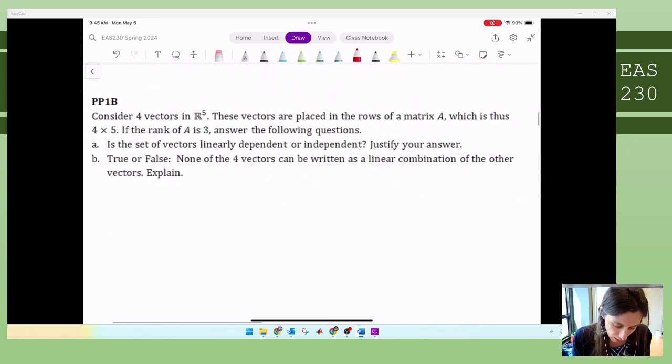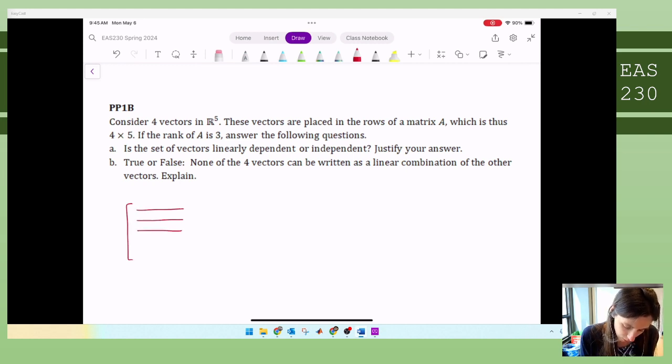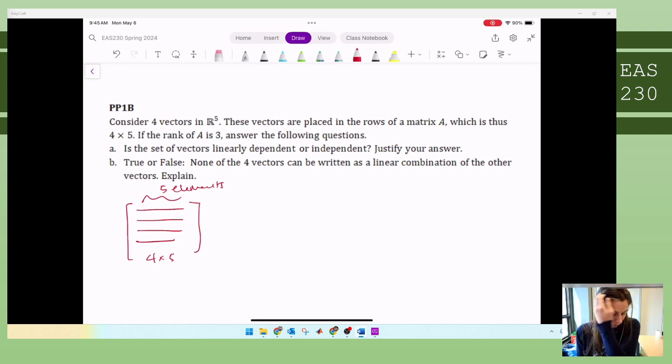Part B, consider 4 vectors in R5. These vectors are placed in the rows of a matrix. So 1, 2, 3, 4. So it's 4 rows, and each row has 5 elements. So this matrix is 4 by 5. If the rank of A is 3, answer the following questions. So my rank is 3.